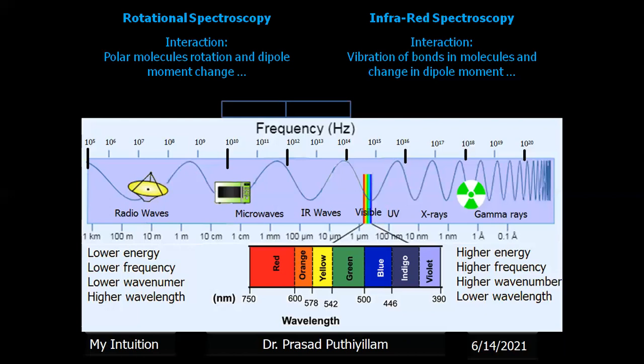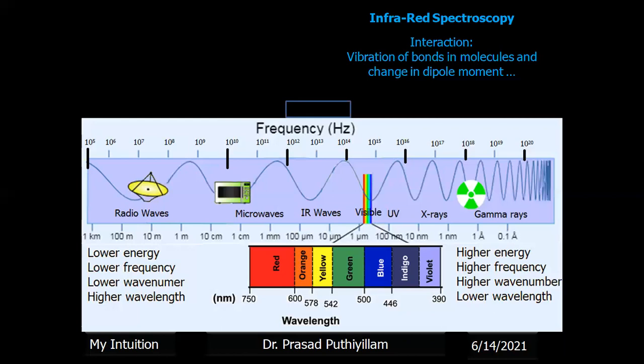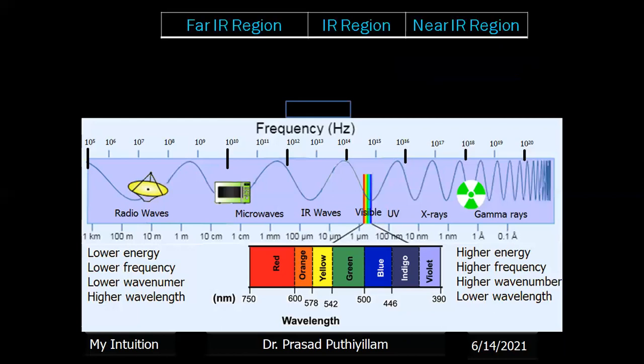Whereas rotational spectroscopy takes a frequency of around 10 to the power 12 hertz, where polar molecules undergo rotation and dipole moment change. Therefore, that is the difference between rotational spectroscopy and vibrational spectroscopy. Vibrational spectroscopy we call infrared spectroscopy. Okay, so that is IR spectroscopy.